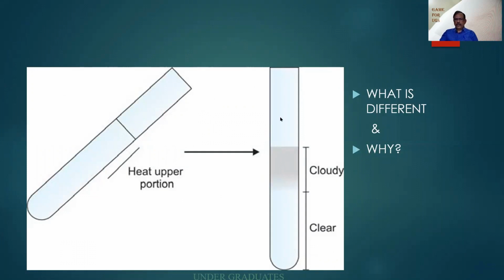Dear students, what are we seeing on the screen? This is a test that we are routinely doing. This is a test tube, and 2/3 of it is being filled with urine, and the upper part is being heated. On being heated, I find that there is a precipitate that is getting formed in the upper portion.